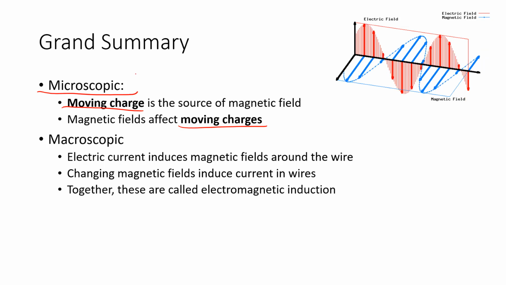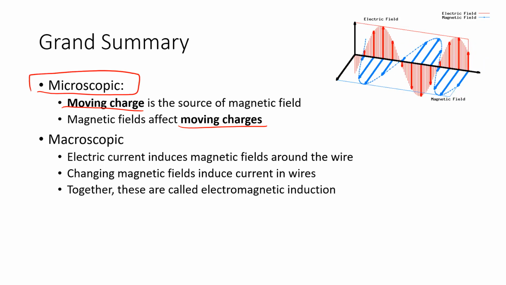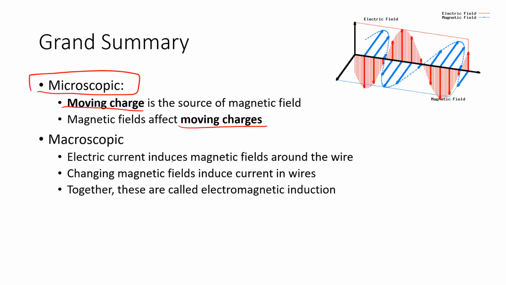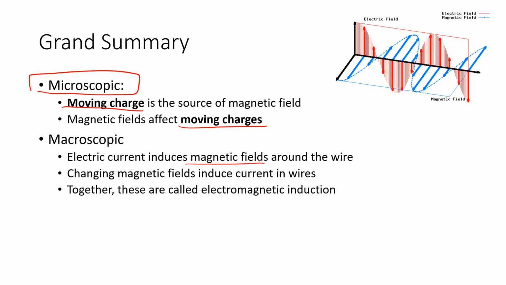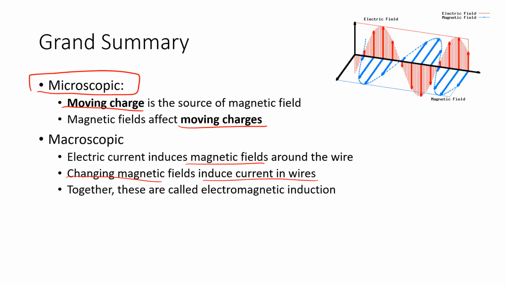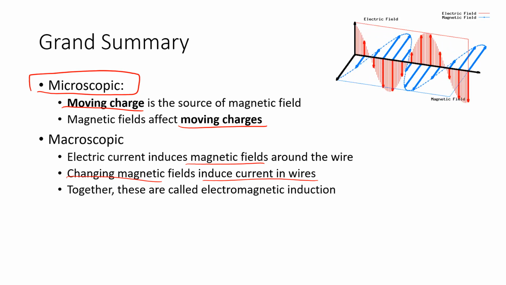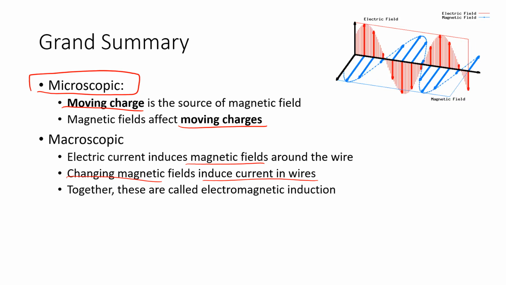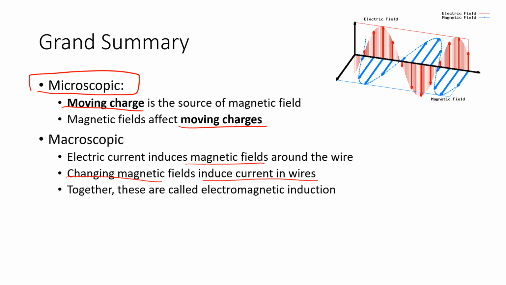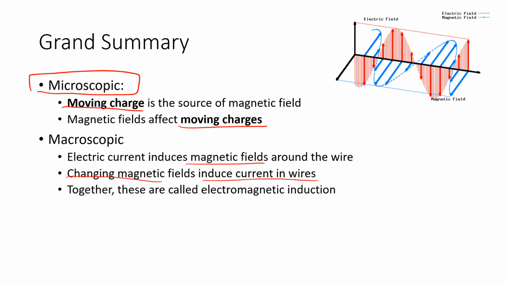So there's our microscopic view of the origins. And macroscopically, what this means is electric current induces magnetic fields, and changing magnetic fields induce electric currents, which is called electromagnetic induction. Now, this is a lot of information, but if you essentially know these big concepts and can recognize some of the experiments, then you should be good.